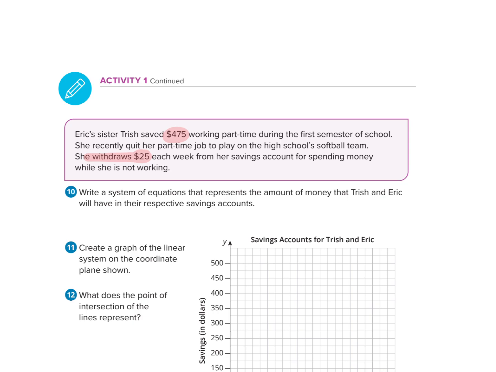It says write a system of equations of the amount that Trish and Eric will have in their respective savings account.